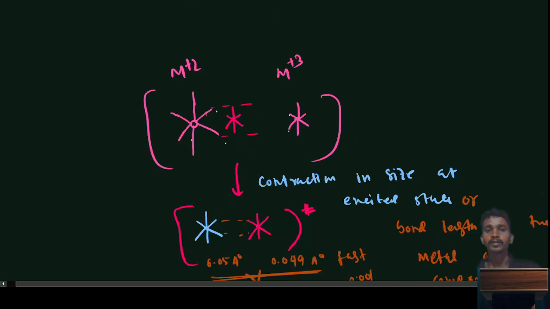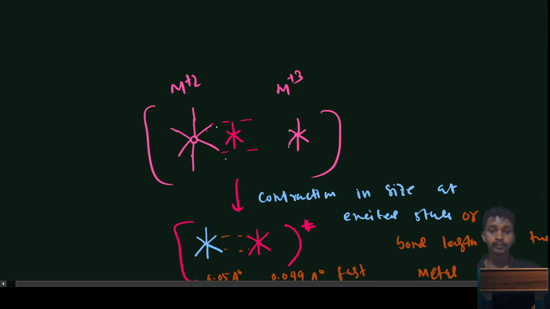So in this way the reaction proceeds for the outer sphere mechanism. First the precursor complex will form. After that it will go to the excited state. At the excited state, the bond lengths of both the complexes become comparable, meaning the sizes adjust, and after that electron transfer will happen.